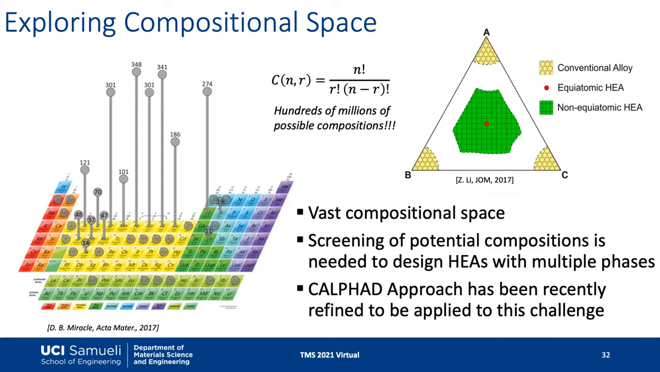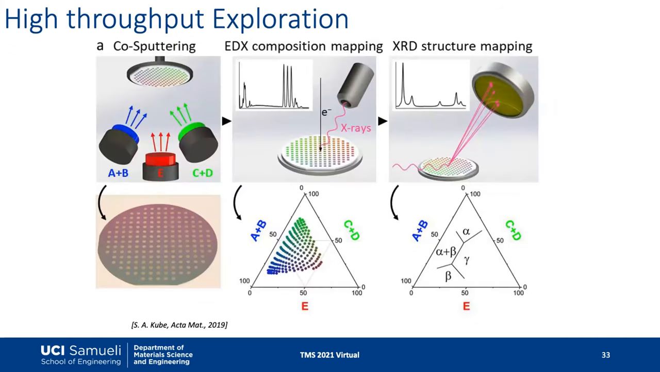To achieve this large effort, you can't do this by an Edisonian approach. If you look at the number of potential alloy systems, it is not manageable. You can certainly not do that Edisonian approach. So what we need are some screening techniques, high throughput techniques. And we're fortunate that the field also has some wonderful investigators looking into this.